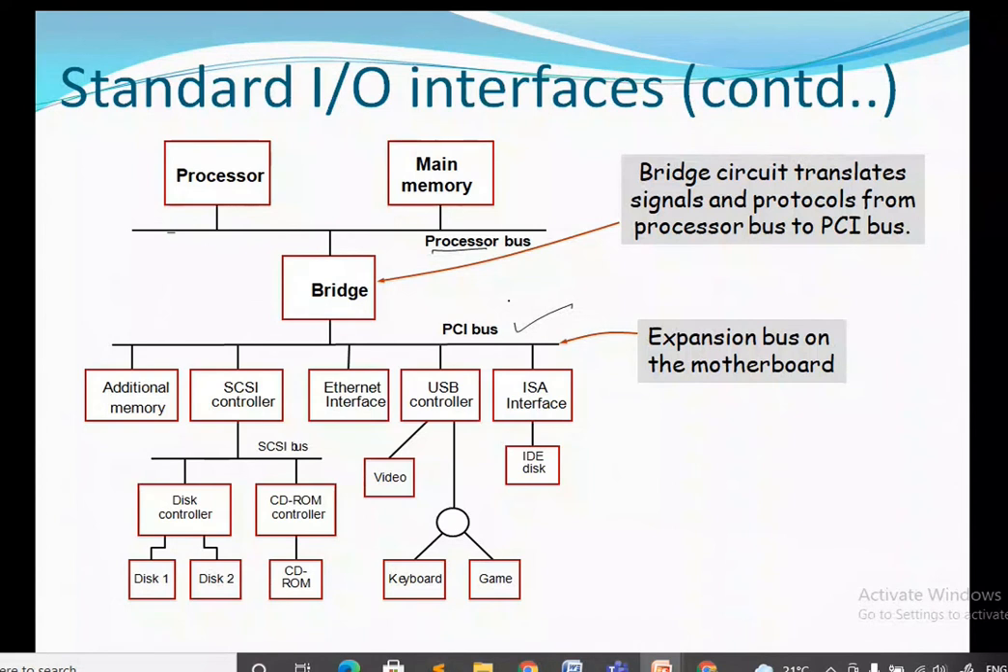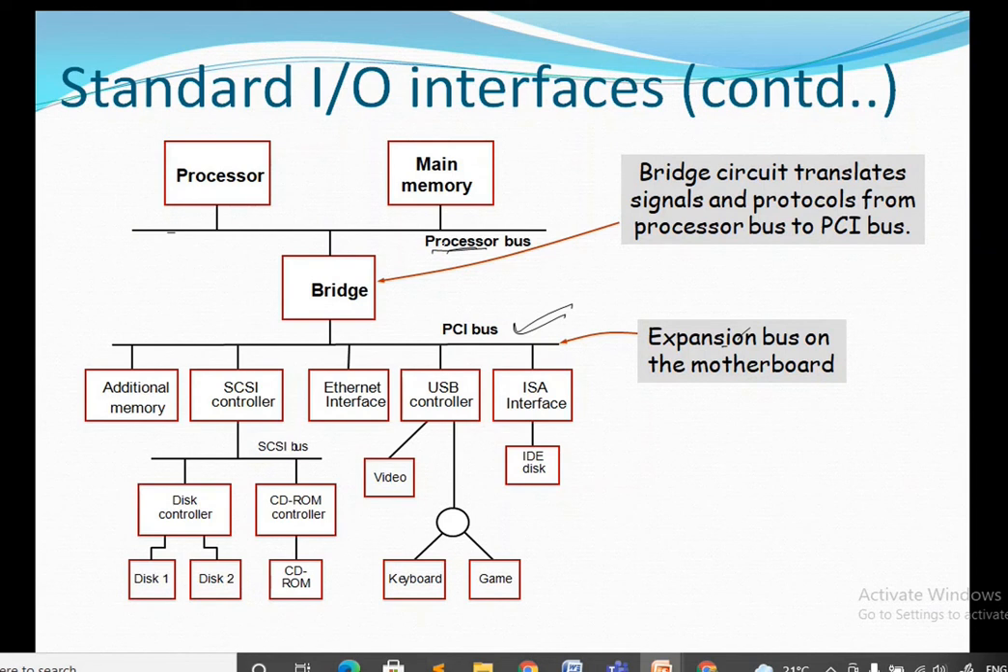Just remember what the PCI bus is, what the processor bus is, and how these two are connected using the bridge. This bus we call the processor bus, and the PCI bus is also called the expansion bus. That means it is going to expand to connect many other IO devices. The PCI bus has to be connected to the main bus, but it is not directly connected; it is connected through the bridge.